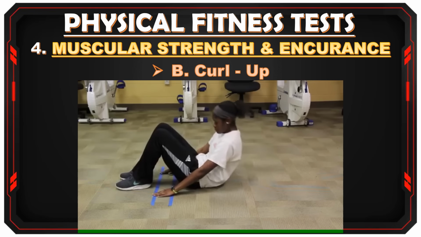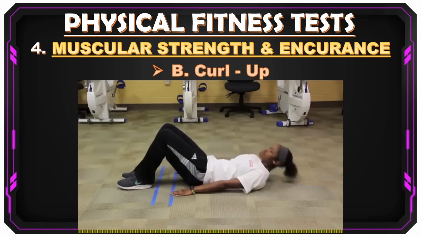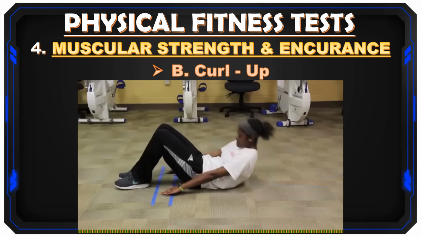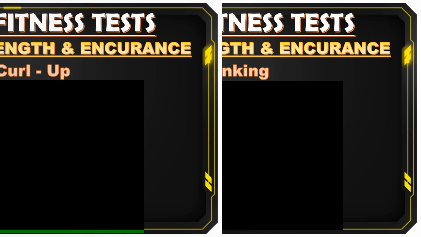Repeat this for 1 minute or until the subject has attained 25 reps. The subject should breathe easily during the test. Once completed, use the norm charts to properly determine the fitness category of your client.